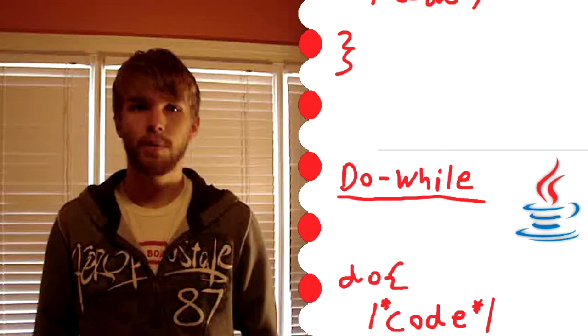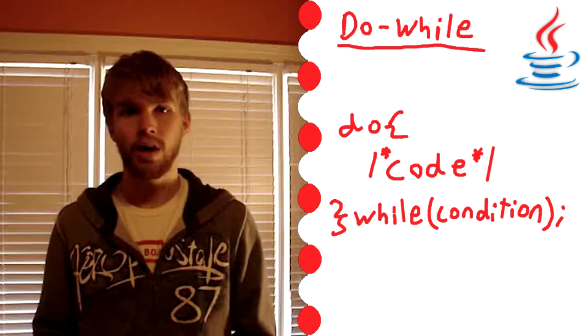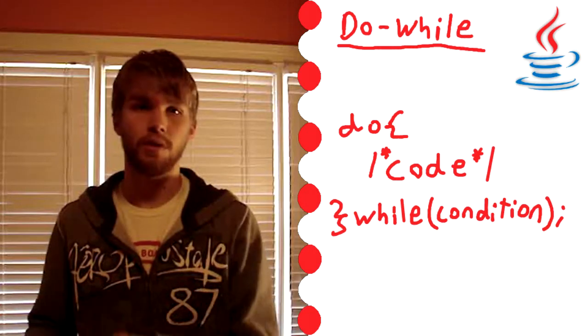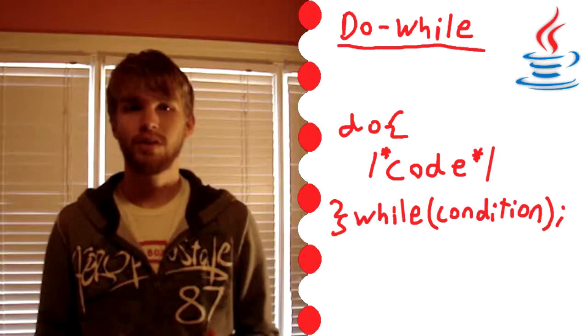Okay, the next loop we're going to talk about is the do while loop. So for this one you type down do, and then you type down curly brackets, and in the curly brackets put down what you want to do, and after that type down while, and then put the parentheses and the condition in the parentheses. And this do while and while basically work the same way.